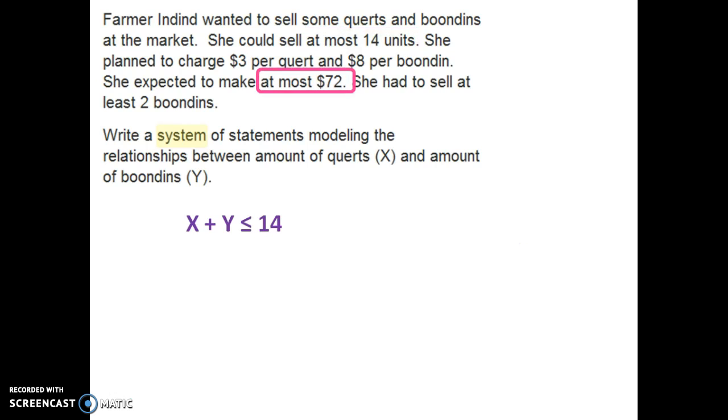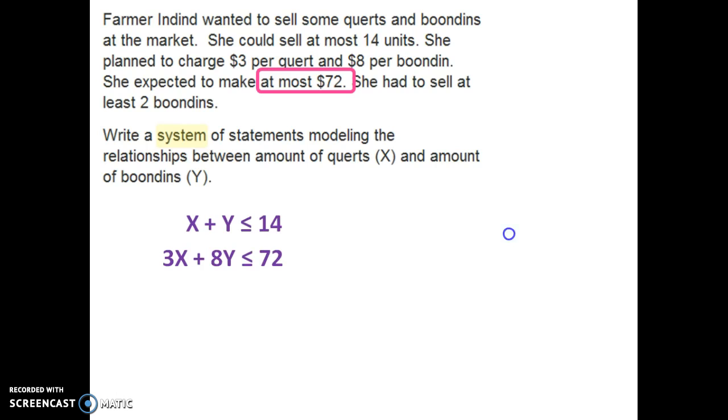Then we expect her to make at most $72. So we'll start with our 72. We make at most $72, so we can't make any more than $72. Therefore, we must be making less than or equal to $72. We're going to charge $3 per quart and $8 per bunden. So this is 3x plus 8y is less than or equal to 72.